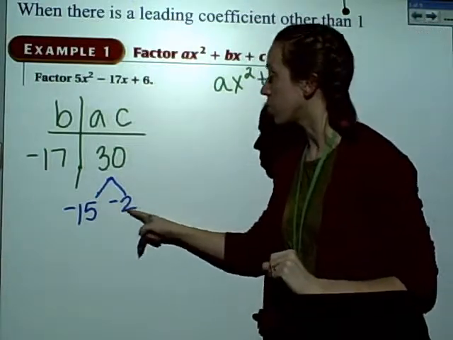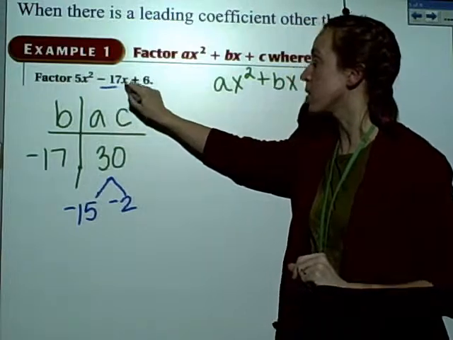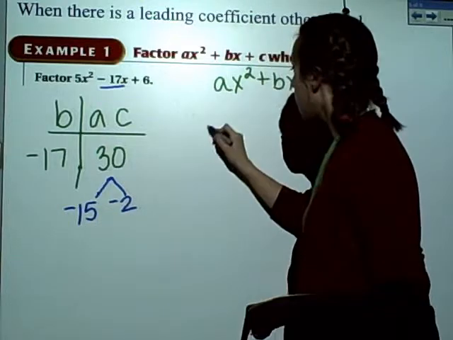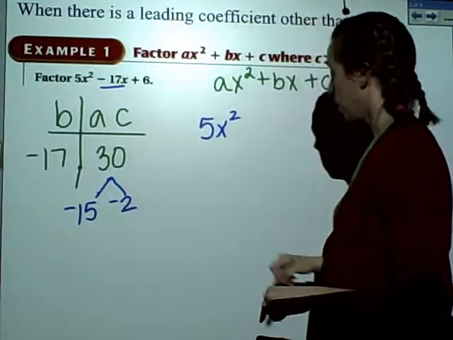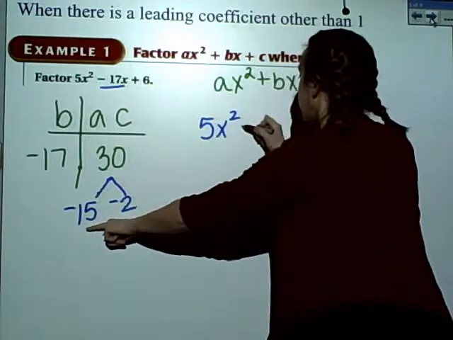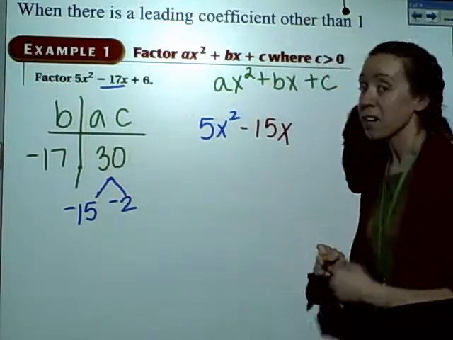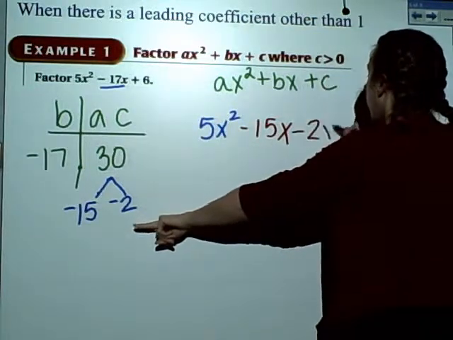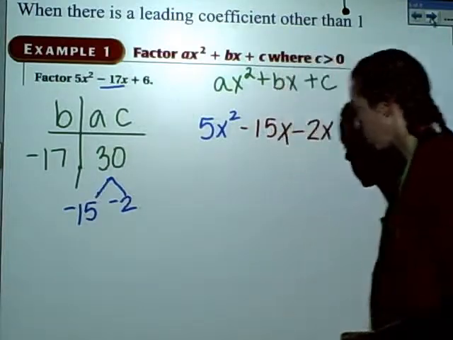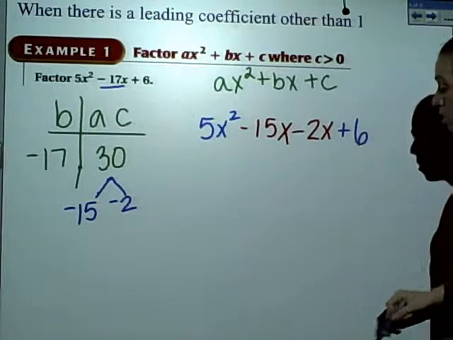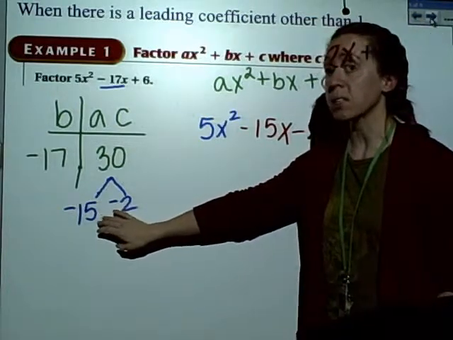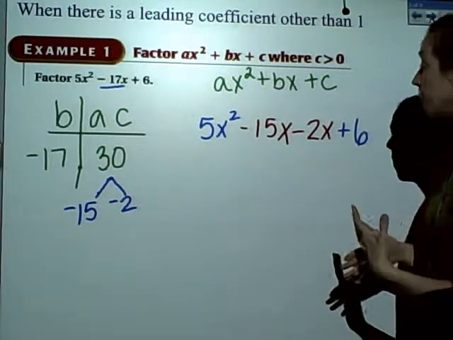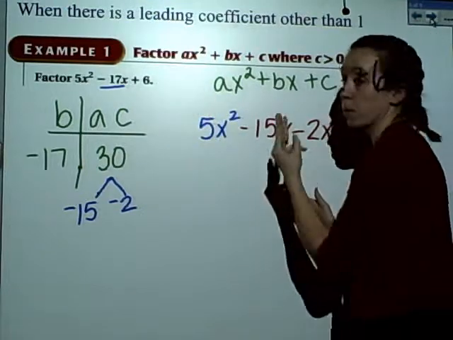Now I'm going to use those two factors and I'm going to rewrite my middle term with them. So instead of negative 17x, I'm going to use these two. I'm going to say 5x squared minus 15x. I have to keep that x there because I'm replacing 17x. Minus 2, again, x, plus 6. So I use the two factors from my BAC chart to turn my quadratic into an actual factoring by grouping problem. Okay? So I'm changing my 3 terms to 4.